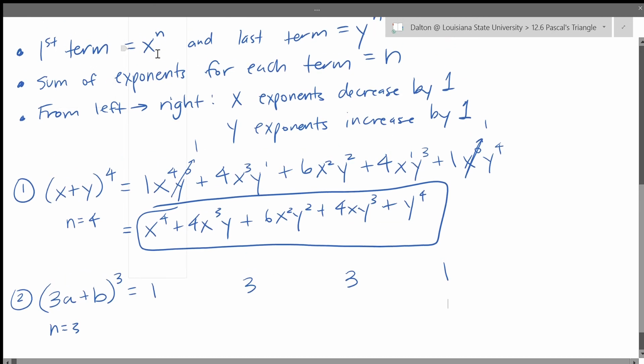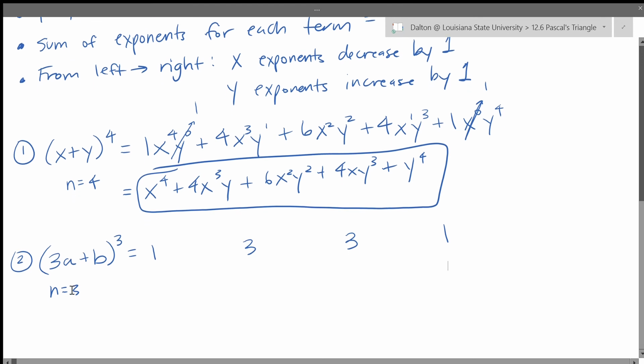So the first term is x to the n. This is where you have to be careful. In this case, x is actually 3a and y is actually b. So when you follow the expansion, our first term is going to be to the third power. So when you take x to the third power, it's actually going to be 3a to the third power. And then that term decreases in exponent till the end. So your next term will be 3a to the second, 3a to the first, and then 3a to the 0 power.